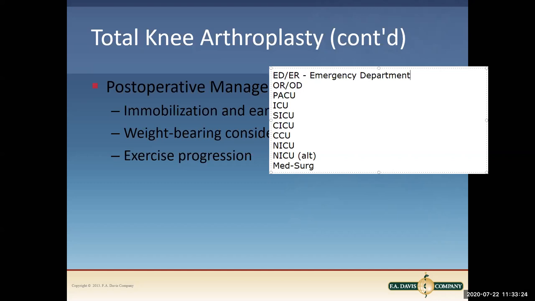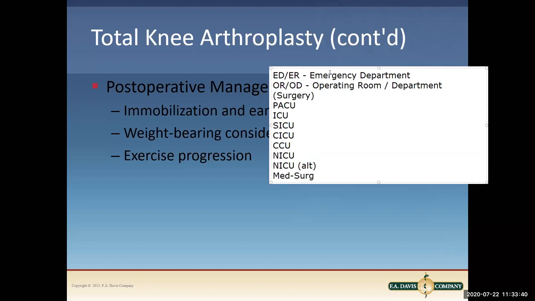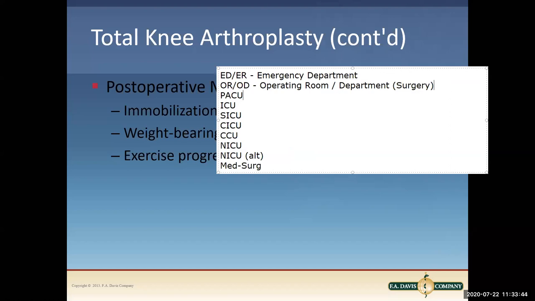What's the OR or the OD? Operating room or department, right? This is also known as surgery. Don't laugh because I misspelled something. Okay. PACU, I just talked about. What's PACU? Post anesthesia, right?